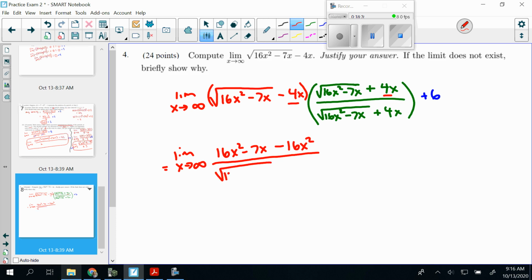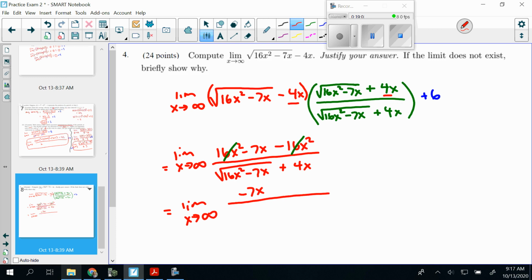Square root of 16x squared minus 7x plus 4x. Now, right now that maybe doesn't seem like it helped, but we do have these two terms now that cancel out. So now we got limit as x approaches infinity, on top it's just going to be negative 7x. Let's see what we can do on the bottom of that.